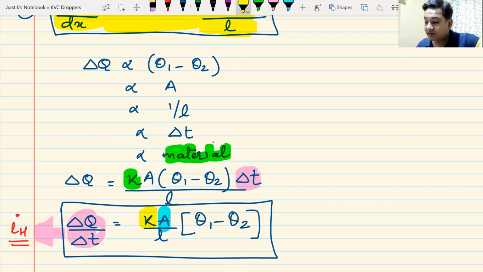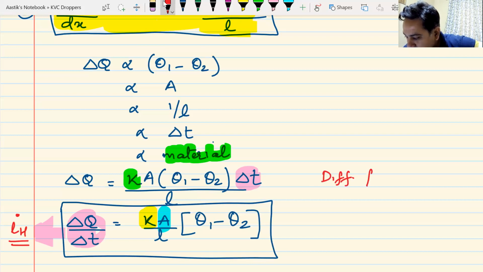What is the differential form of this equation? When things get varying, how do I find the heat current? Same equation, differential form. Small form. I hope you have seen this form. Any idea? The differential form of this equation is very simple to understand, and it is very simply equal to dq by dt for a small section.